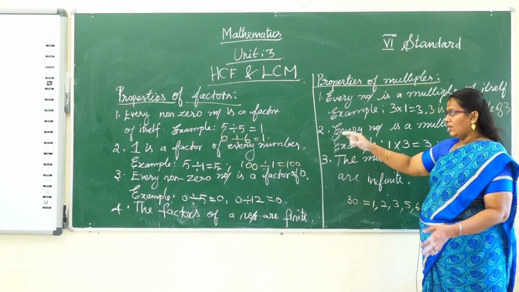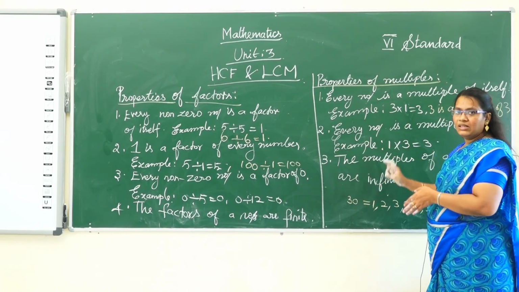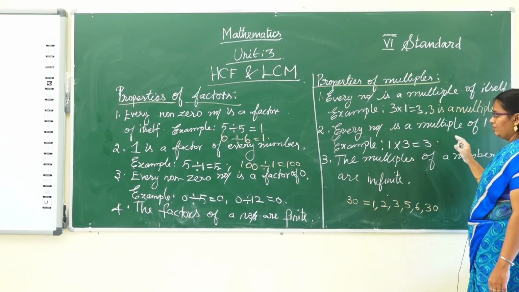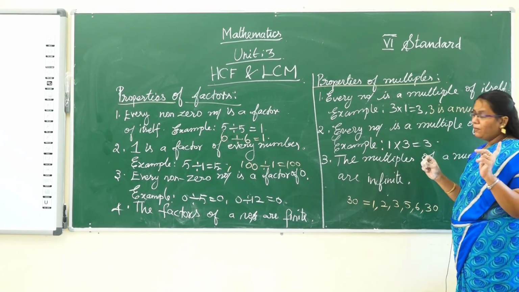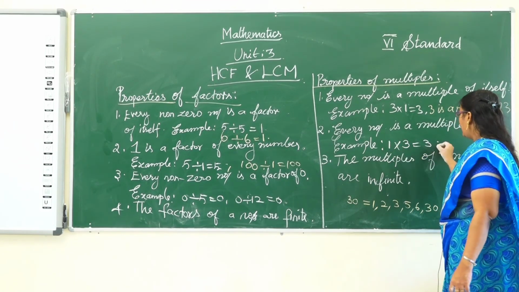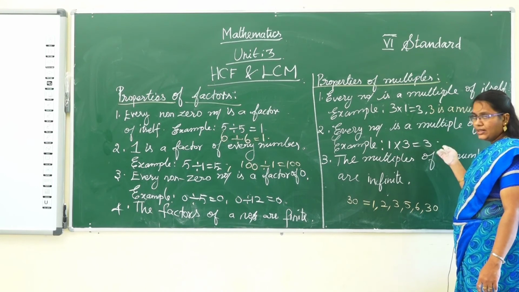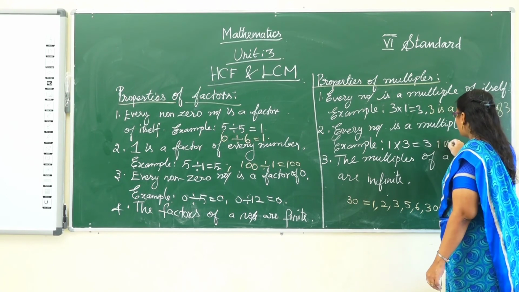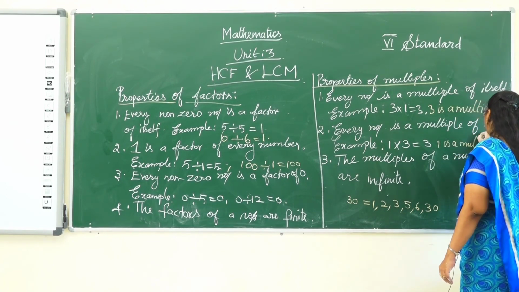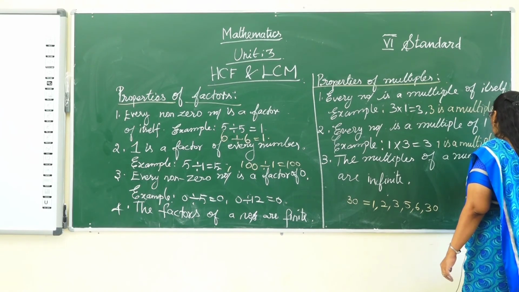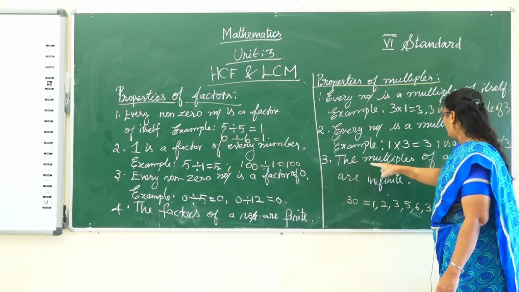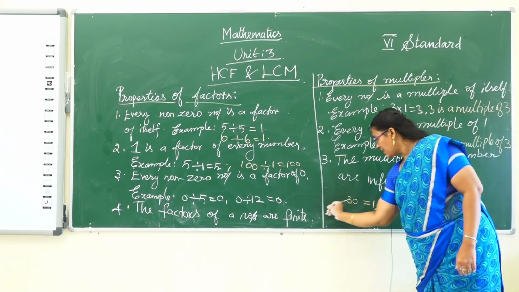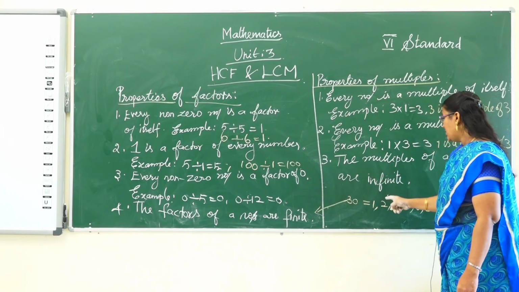It is the same as for factors, except that there it is factors and here it is multiples. That is the difference. So every number is a multiple of 1. Every number can be multiplied by 1: 1 times 3 is 3, 1 times 5 is 5, 1 times 6 is 6. And finally, the multiples of a number are infinite.